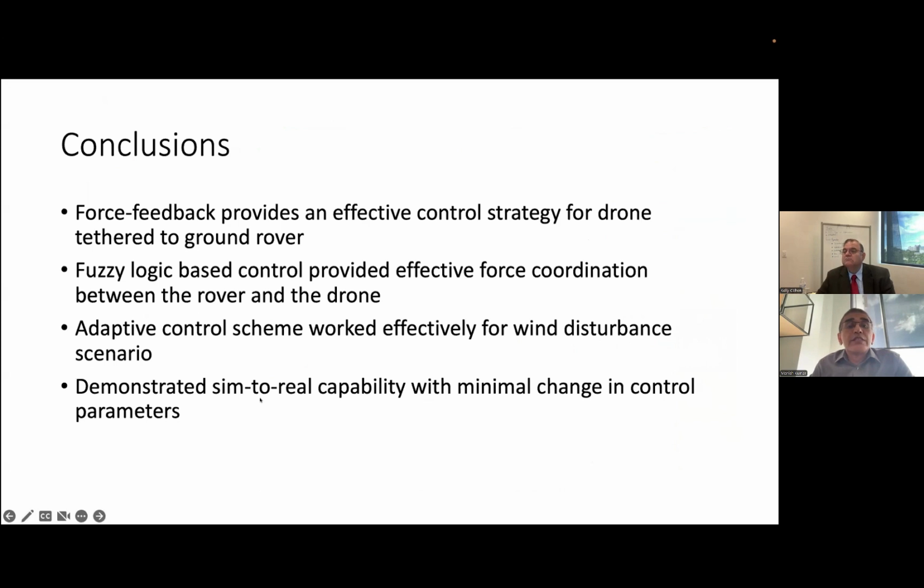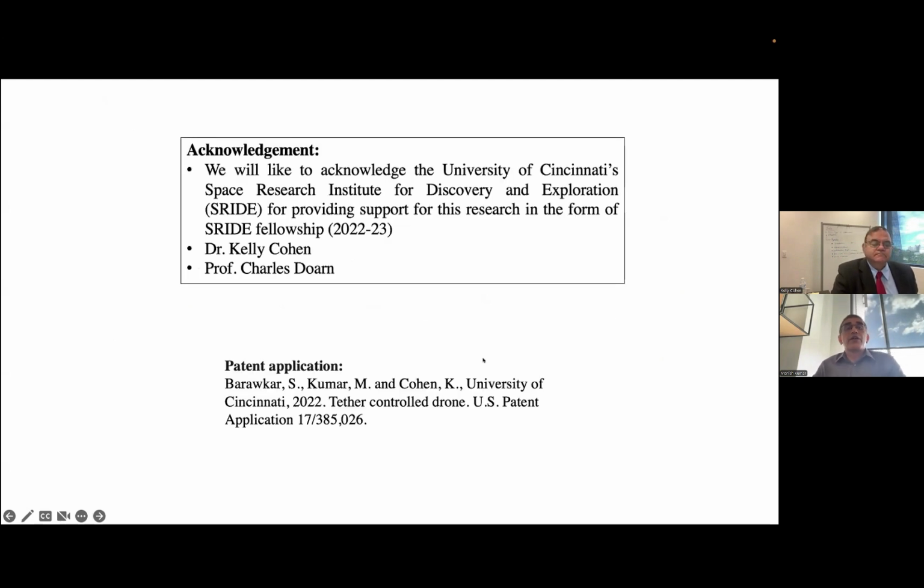These are the conclusions. We are using force feedback to provide an effective control strategy. We used fuzzy logic for doing that, and also introduced adaptive control that estimated wind disturbances. We also demonstrated simulation to real experiments capability with minimum change in control parameters for the fuzzy logic.